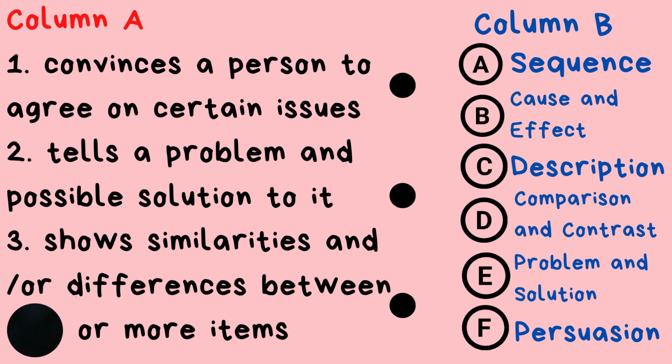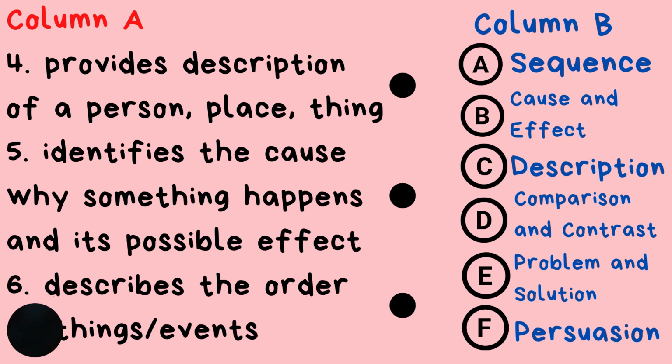Now let's check. Number 1. Convinces a person to agree on certain issues. What is that? Correct, that is persuasion. Number 2. Tells a problem and possible solution to it. The correct answer is letter E, problem and solution. Number 3. Shows similarities and/or differences between two or more items. The correct answer is letter D, comparison and contrast.